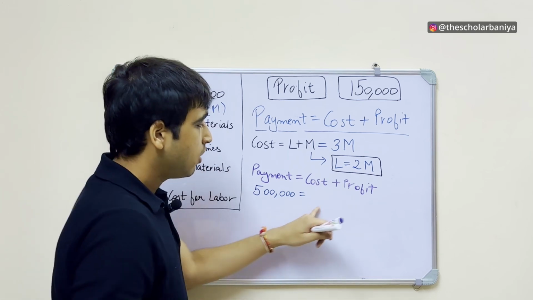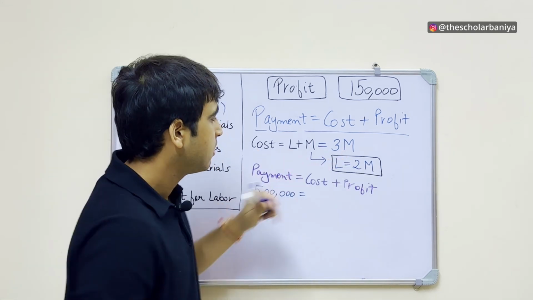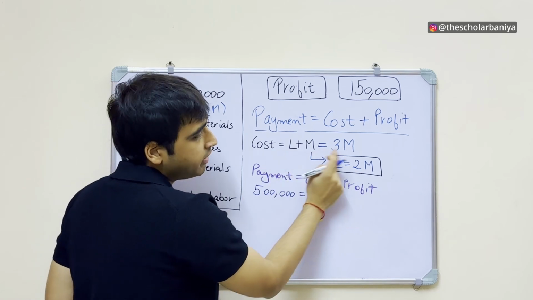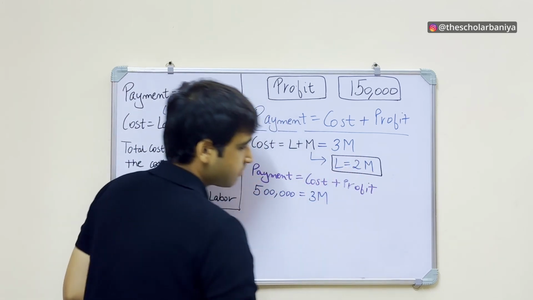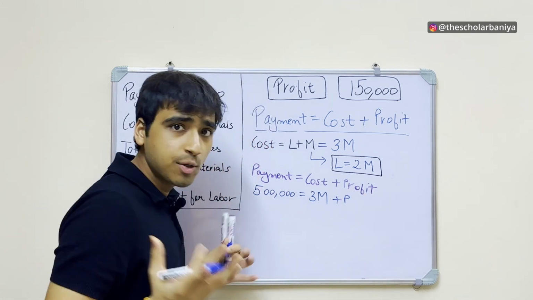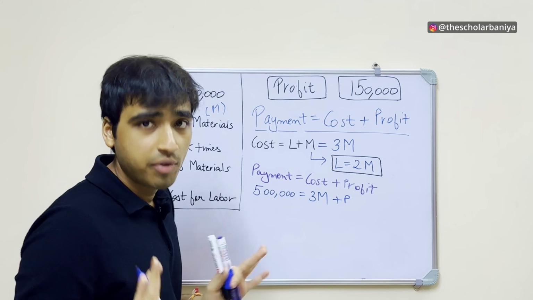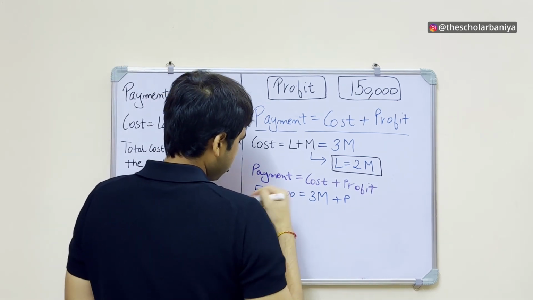is equal to, what is the cost? The cost is 3m, right? The cost is L plus M, or we can also write it as 3m. So the cost is 3m, right? And let's suppose the profit is P. I mean, we don't know the profit, so we are assuming the profit is P, right? So this is one more equation that we have found out.